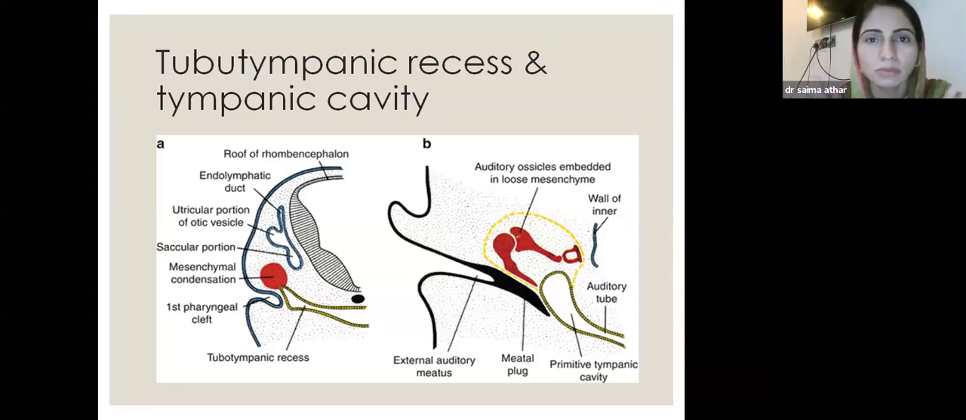This point is very important to understand. So coming back, this is the first pharyngeal pouch, and this black you can see is the first pharyngeal cleft. They both are growing towards each other. Ultimately, they will make a connection. So the first pharyngeal pouch gives rise to the tubotympanic recess and the tympanic cavity, but the ossicles lying inside and the muscles lying inside the middle ear cavity will be developed from the first and second pharyngeal arches, not the first pharyngeal pouch.